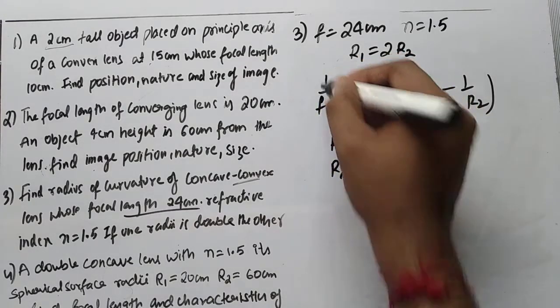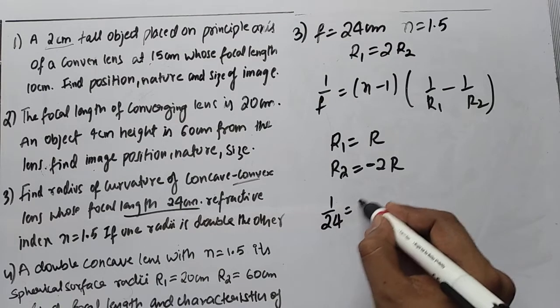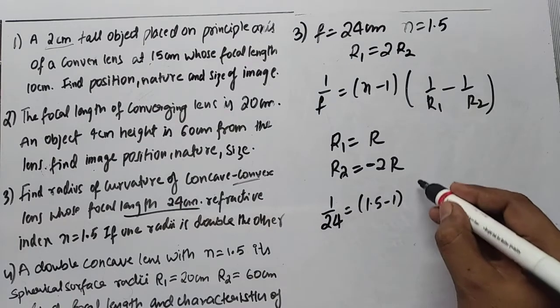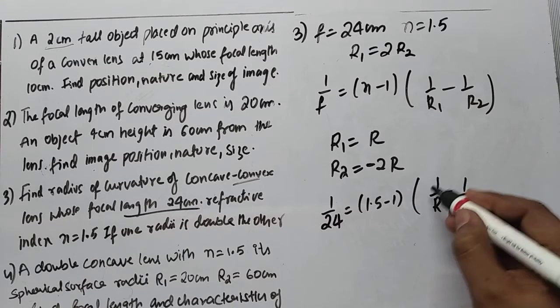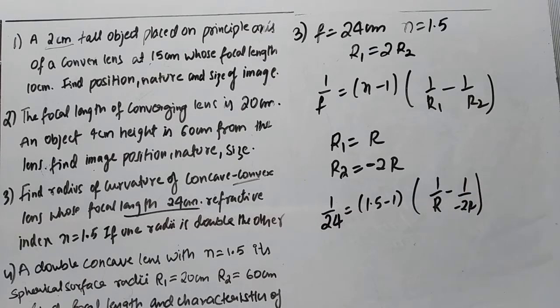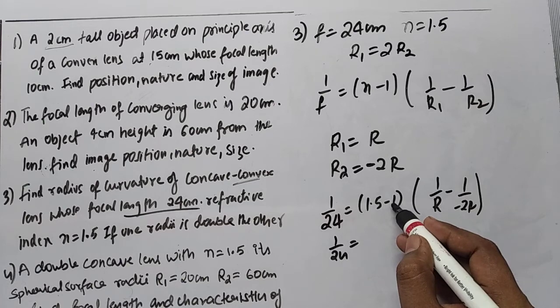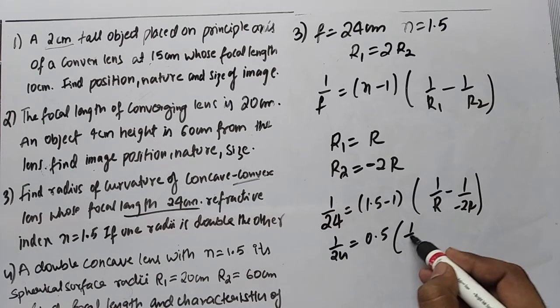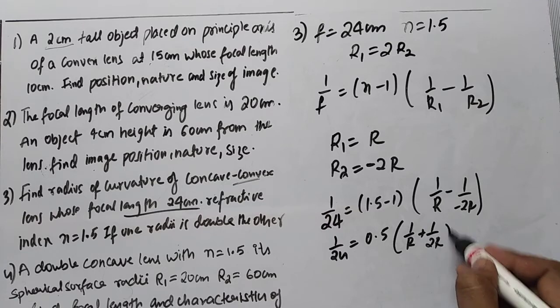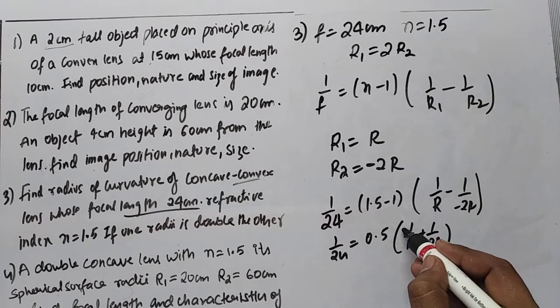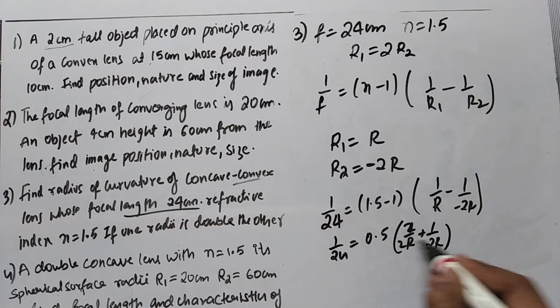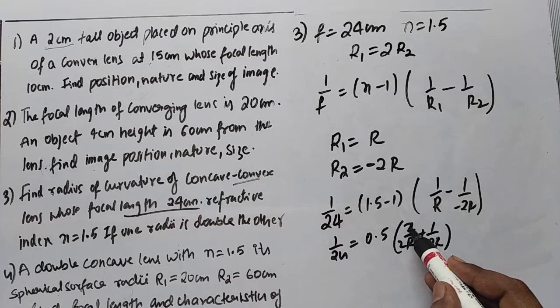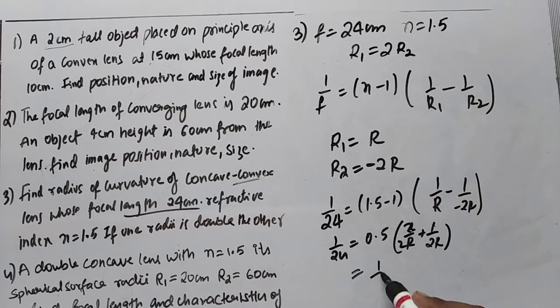So let me substitute the value. We'll get 1 by 24 is equal to (1.5 minus 1) times (1 by r minus 1 by minus 2r). 1.5 minus 1 gives 0.5. Here we'll have 1 by r plus 1 by 2r, because minus minus becomes plus. So we need to multiply and divide by 2, and we'll have 3. 0.5 can be written as 1 by 2, so 1 by 2 into 3 by 2r is 1 by 24.